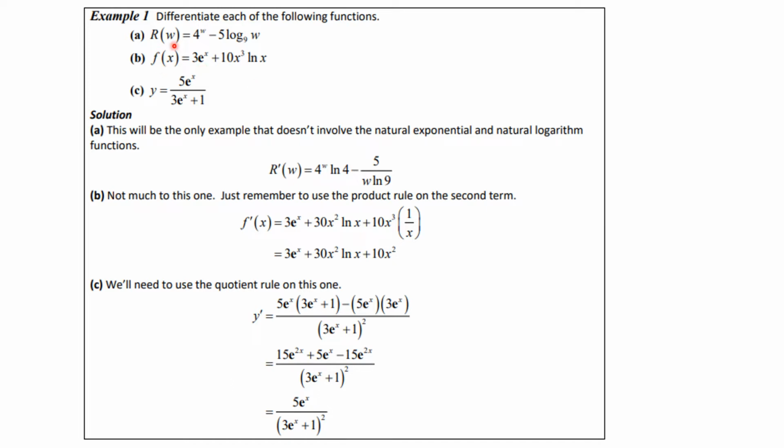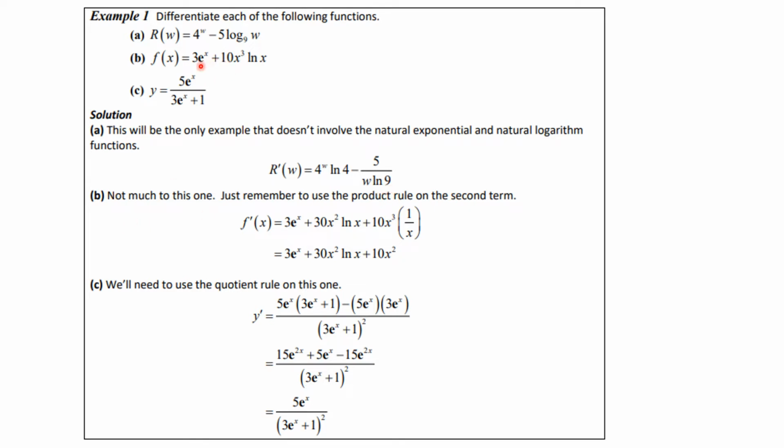This first example has 4 to the w minus 5 logarithm base 9 to the w. Again, the base here is 4, the base here is 9, so that means we have constants. So the r prime of w is equal to 4 to the w times the natural logarithm of 4, like we learned before, minus the 5 just sits there, but then this is going to be 1 over w times the logarithm 9, and that is the logarithm base e of 9.